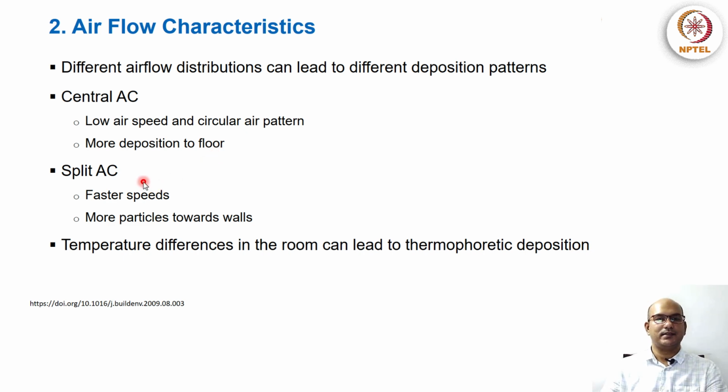In the split AC, we have generally higher speeds, and mostly the split ACs are installed in the wall, and they throw air more in the horizontal than completely downwards. So more particles are moved towards the wall, and therefore especially for the smaller finer ranges, ultrafine ranges, we will have more particles coming and sticking to the wall. So more particles towards the wall.